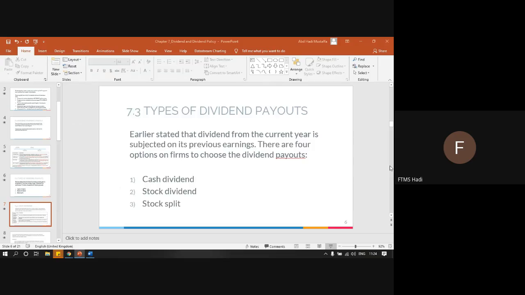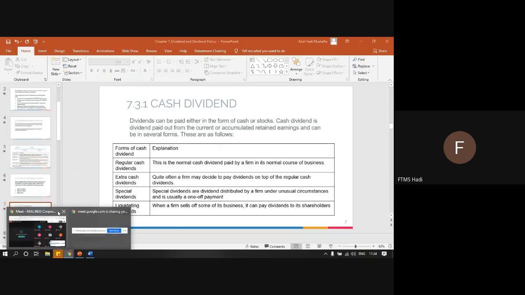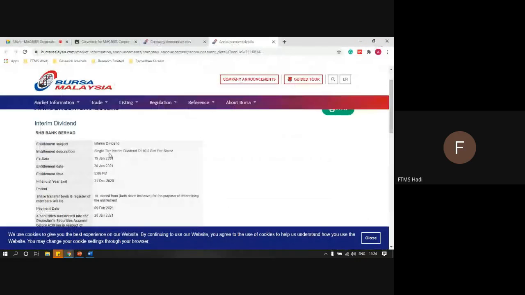If you look at this announcement earlier, you see RHB announced a single tier interim dividend of 10 cent per share. The word 10 cent indicates that you will receive 10 cent per share. That means you will receive cash, in the sense of 10 cents. Later on we will look at another example of it. That is 10 cent, that means it's a cash dividend.